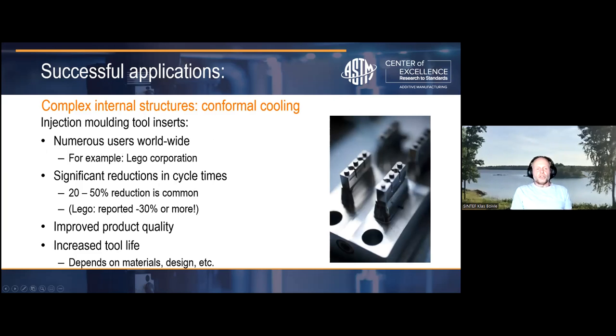But the possibility of making complex shapes is also very good, for example, if you want to get into making injection molding tools, building conformal cooling channels, meaning cooling channels that follow exactly the shape of the cavity of the product. You get the cooling where you need it. And it has been very successful. I would argue that it is state of the art in large parts of the world.